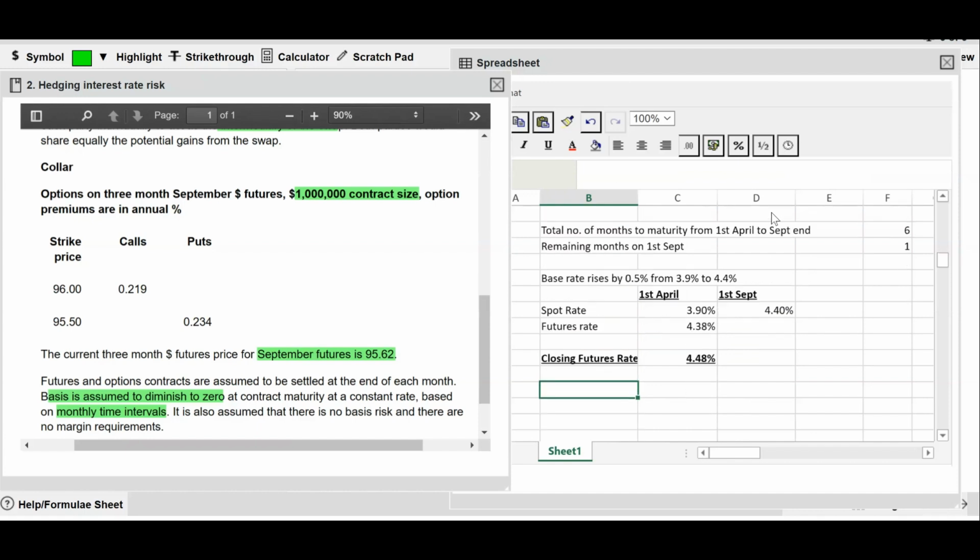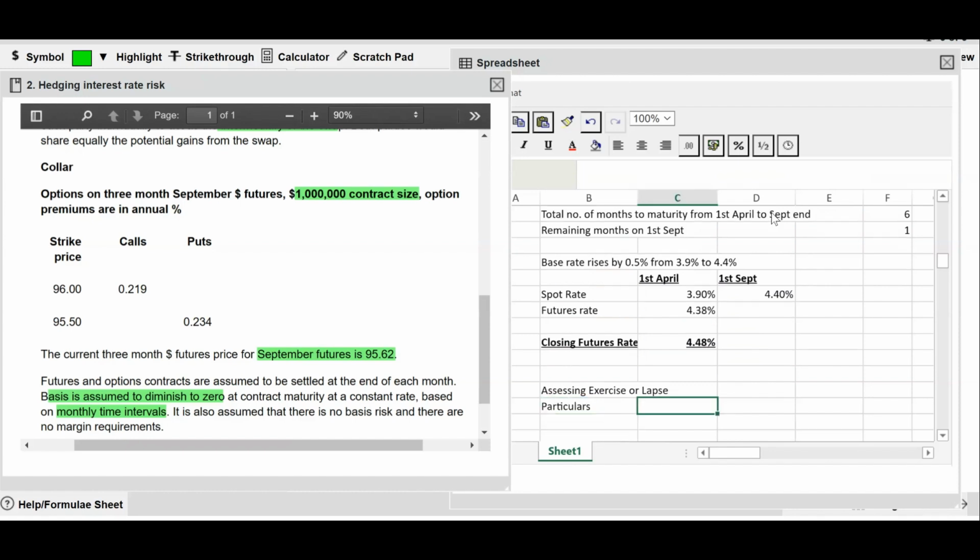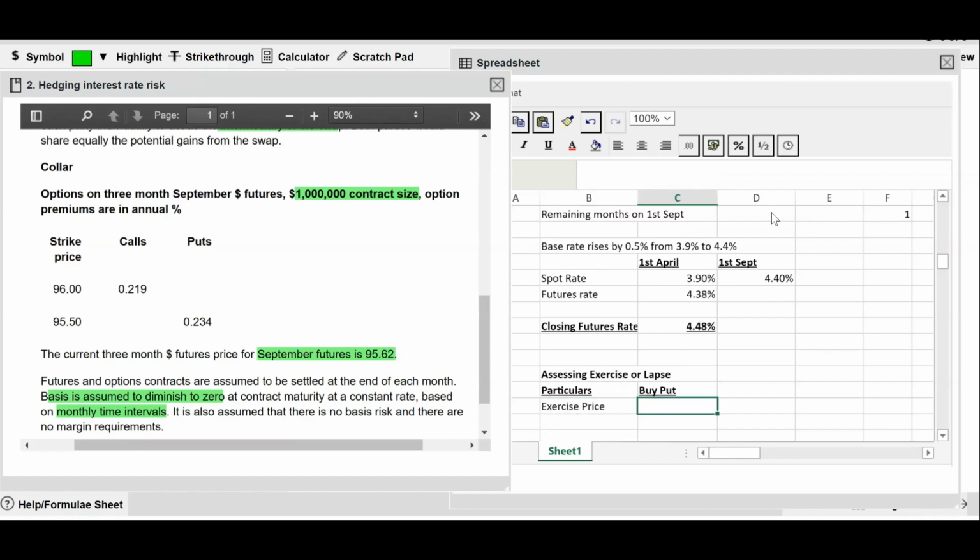So here, what are we going to assess? We are going to assess whether it is going to be exercise or lapse. So the particulars, we've got the buy put, and what is the exercise price? Exercise price is 4.5 percentage.